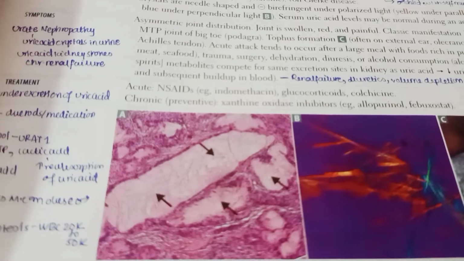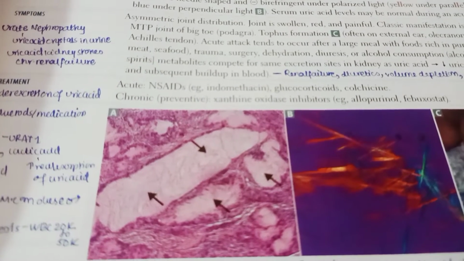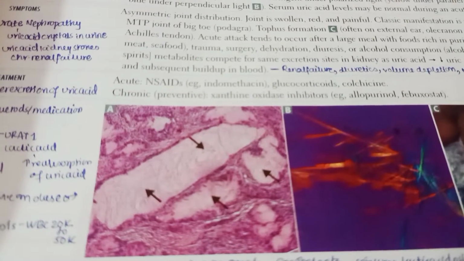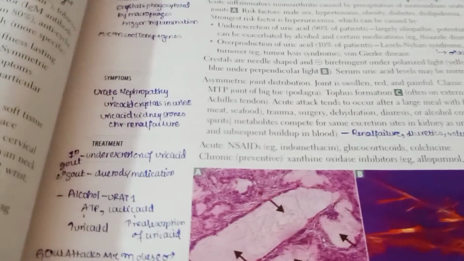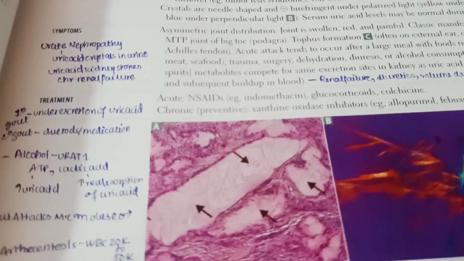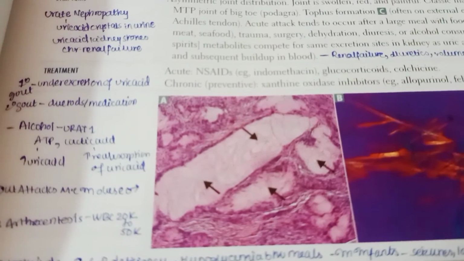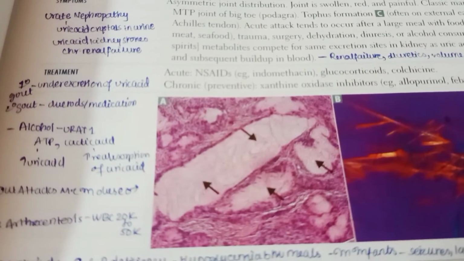So it's an acute inflammatory condition mainly seen in males, and it is associated with hypertension, obesity, diabetes, dyslipidemia, and also alcohol use. And the strongest risk factor is mainly hyperuricemia. So gout means nothing but hyperuricemia, that is, the uric acid is getting accumulated.